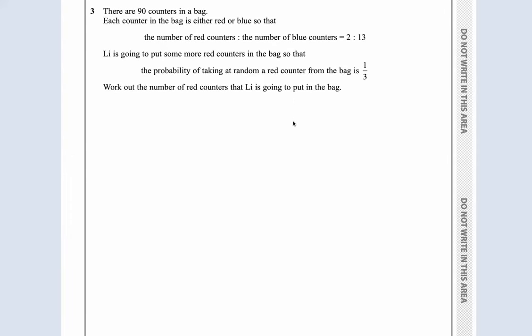Okay, question 3. There are 90 counters in a bag. Each counter is either red or blue, so that the number of red counters to blue counters is 2 to 13. Okay, red to blue is 2 to 13. Now guys, this question 3 is actually not that easy. I know it's not easy because I don't think I know how to do it yet, so let's figure it out. Lee is going to put some more red counters in the bag so that the probability of taking a random red counter is 1 over 3.